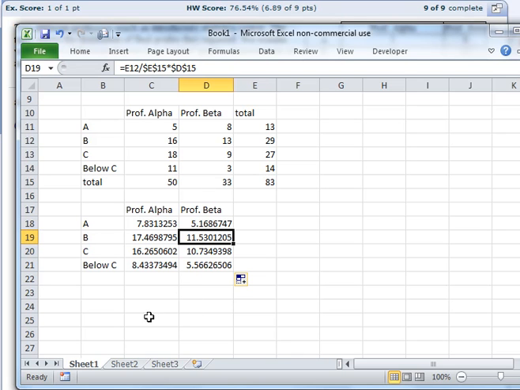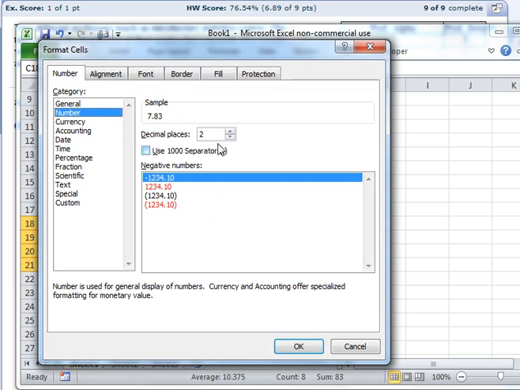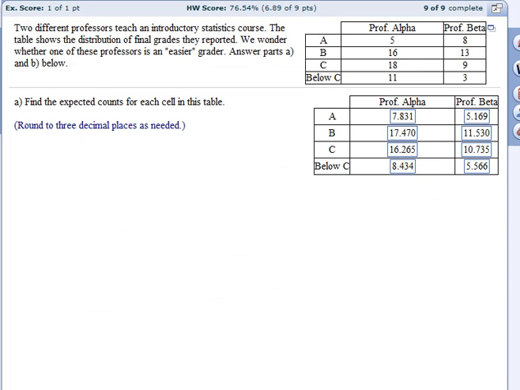I'm going to pause for a second and put these numbers in. Oh, they want this rounded to 3 decimal places. So if you right click and then format cells and then number and then put 3 there, it makes it easier when you're typing it in. Okay, so I'm going to check my answer.